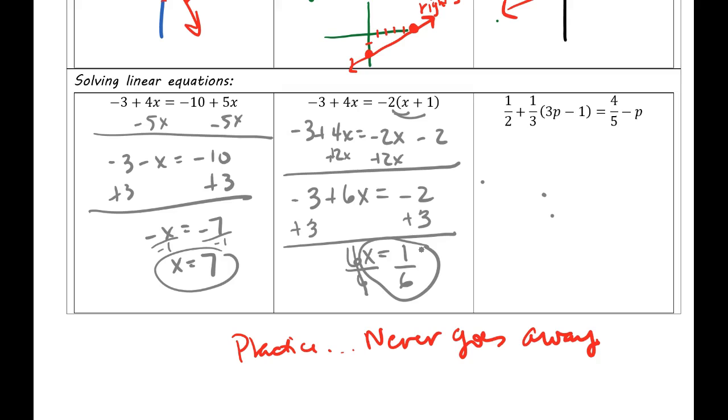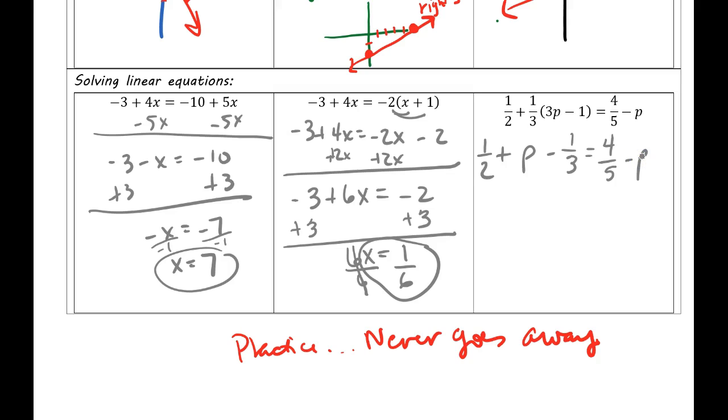Okay, what about something like this? I know it's fractions and we all hate fractions, but you know, they don't go away either. We've got to be able to handle them, okay? So I'm going to recopy this 1/2, and I do want to start by distributing. So a 1/3 times a 3 is just a 1p, and you can write 1p or you can just write the p. And then a 1/3 times a negative 1 is minus a 1/3. And then we'll recopy this.